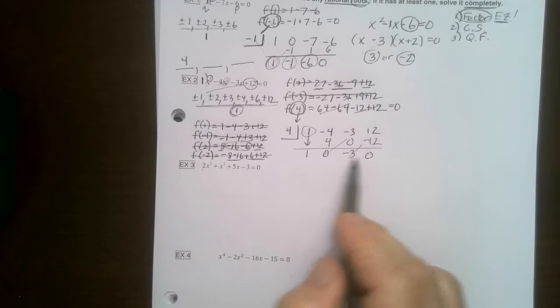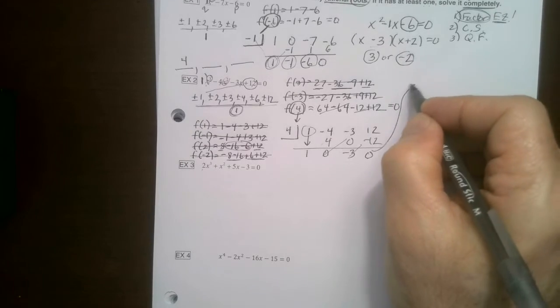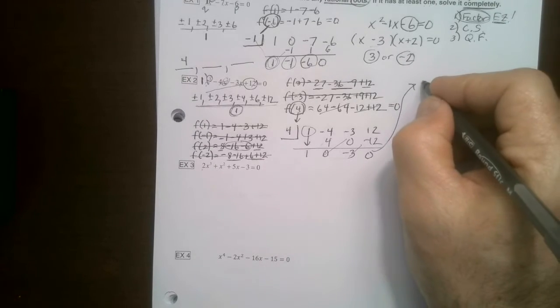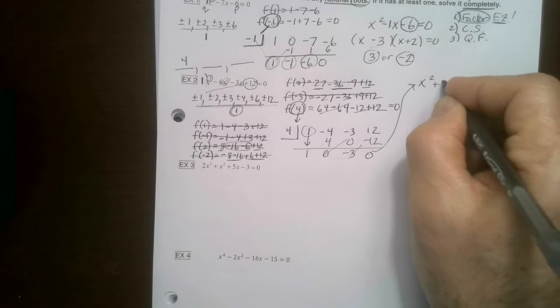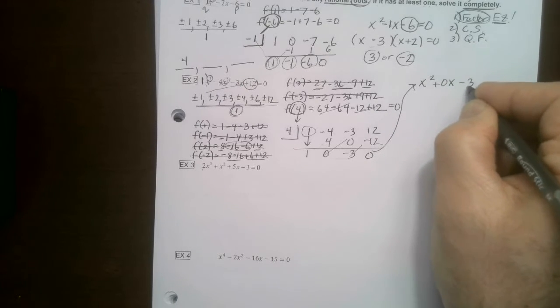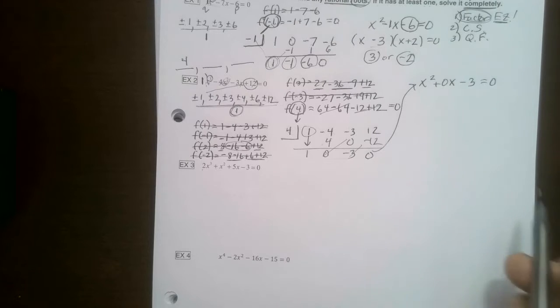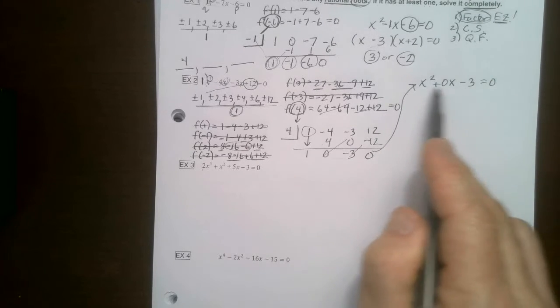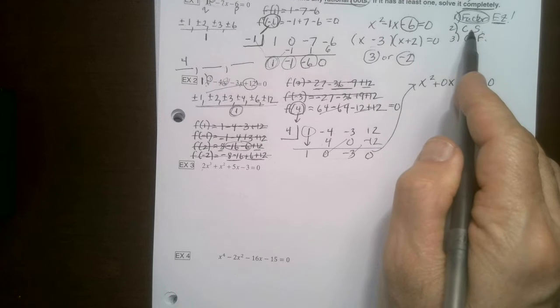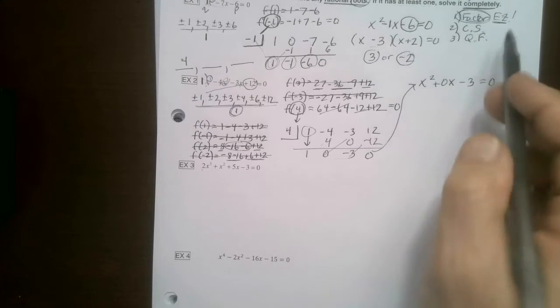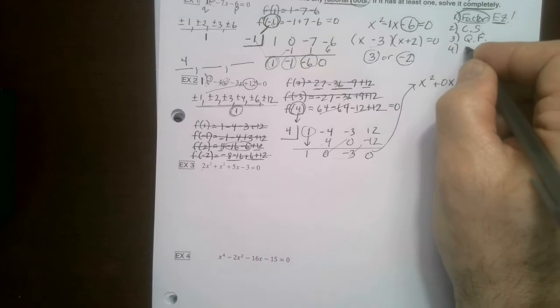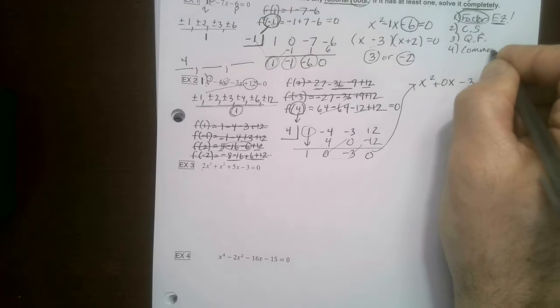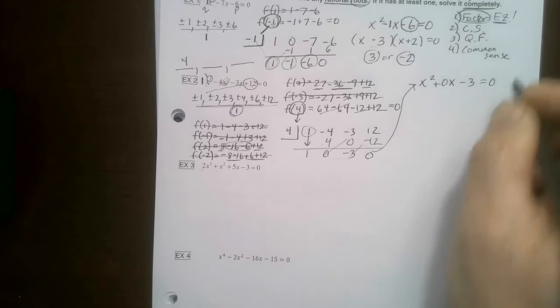That's good, because what is this? That is essentially 1x squared plus 0x minus 3 equals 0. Now again, once you get to this point, you can factor it, which that's not factorable, complete the square, quadratic formula, or I'm going to add another one. Use a little common sense. And that's what I'm going to do on this problem.